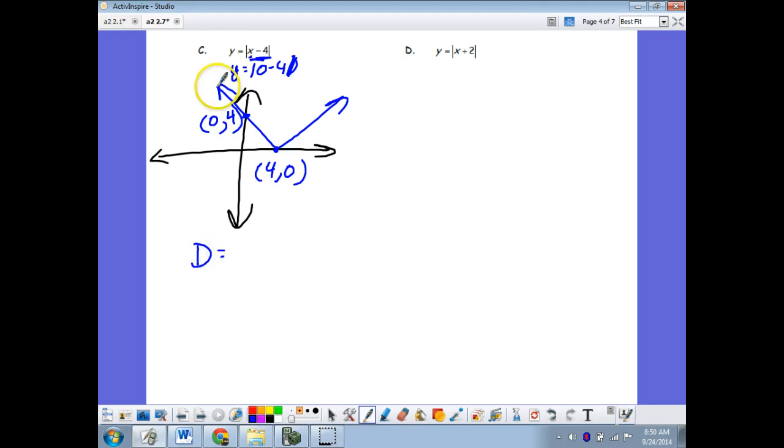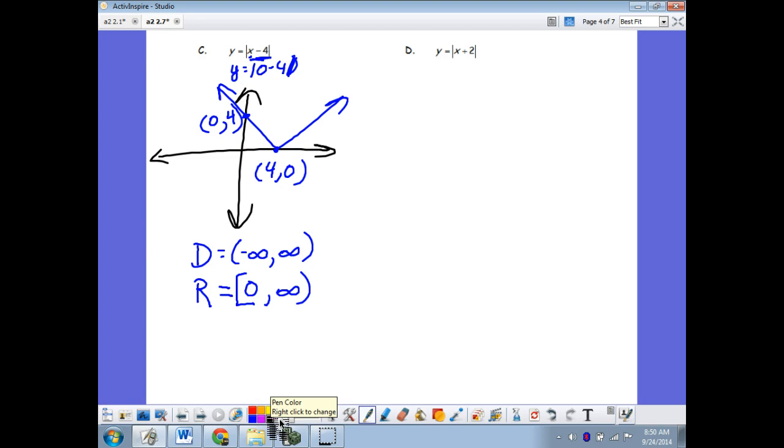So the domain, again, left edge to right edge. Left edge of the graph is negative infinity. Right edge of the graph, positive infinity. And then the range is bottom of the graph, which is at 0, and it includes 0, to the top edge of the graph, infinity. And that is the domain and range, and we are done with that.